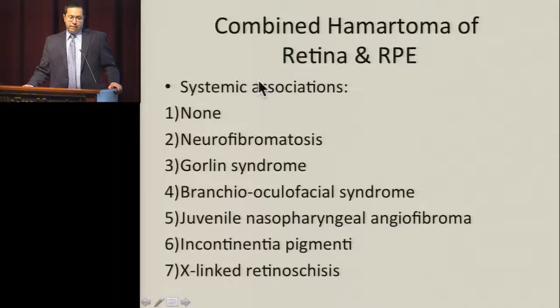Usually they don't have any systemic associations. Some systemic associations have been reported, but these are very rare. Generally, they don't have any systemic associations. The most important probably is neurofibromatosis. So if you see one of these, definitely check the patient for neurofibromatosis.